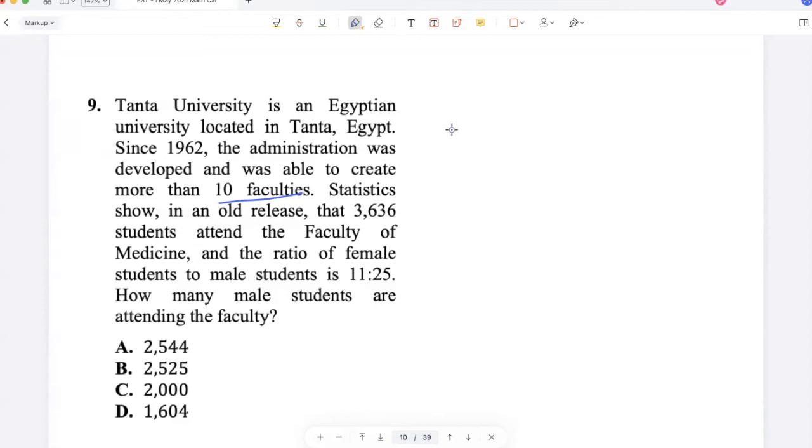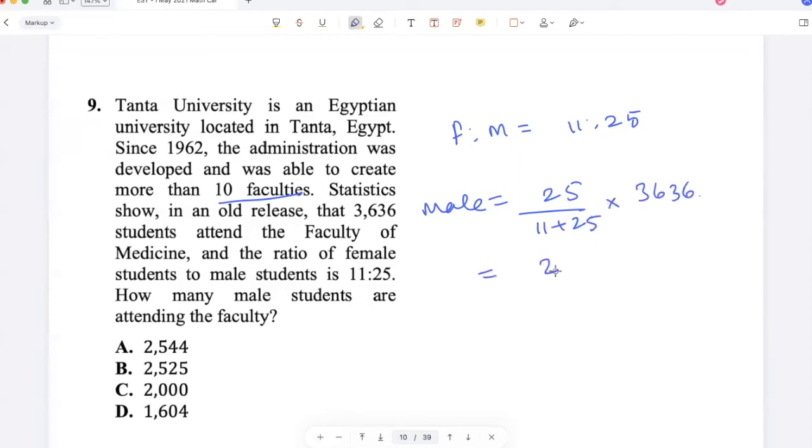Okay, so female to male is 11 is to 25. So male students would be 25 divided by 11 plus 25 into 3636. So that's 25 divided by 36 into 3636. So 36 by 101. So 25 ones are 25. Carry 2 and 2525. B.